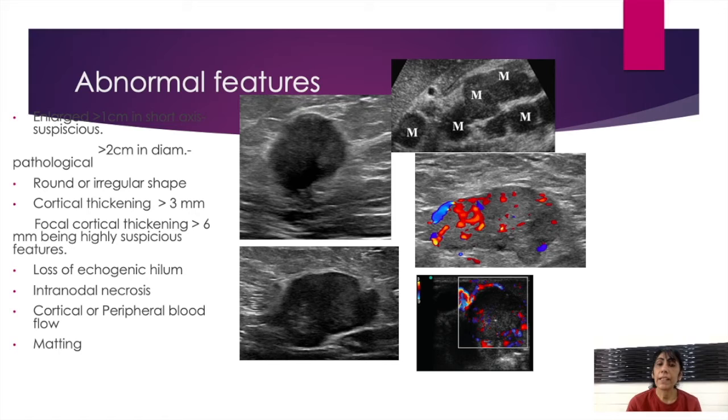Then if we find irregular lymph nodes, if we find matted lymph nodes, if we find vascular lymph nodes which are having vascularity from the periphery rather than in the center, then loss of echogenic hilum is there, necrosis is there, cystic areas are there, heterogeneous texture is there. These are all abnormal lymph nodes. We are right now not talking about benign or malignant, but these are all abnormal features of abnormal lymph nodes.